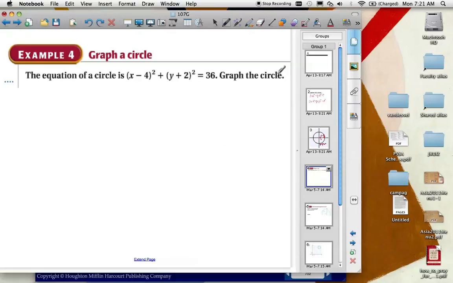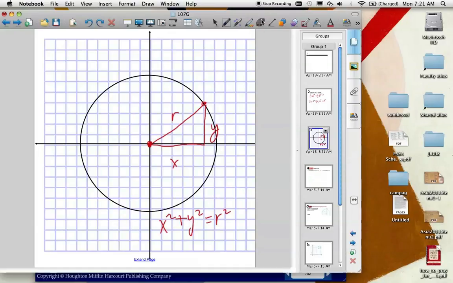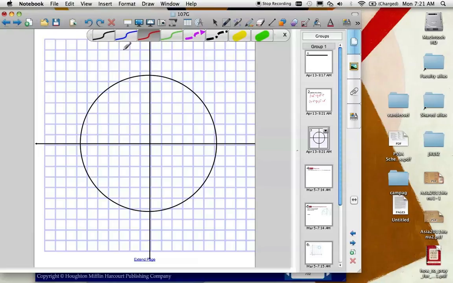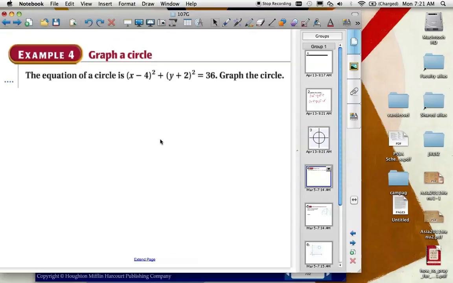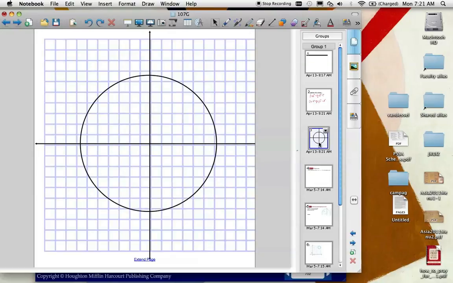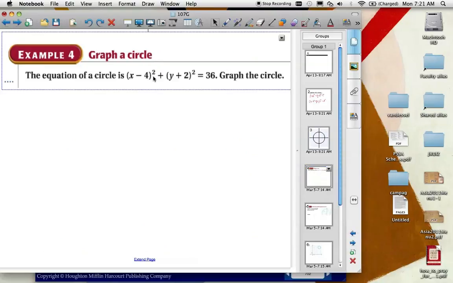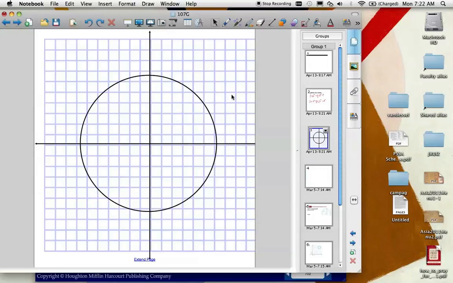So let's just graph the circle real quick, and then I'll let you on your way. Actually, I'm going to bring this picture over here. Let's do it the other way. Like this. Bring this here.